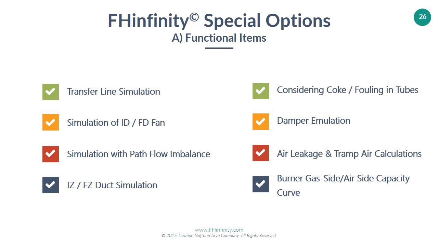Finally, let's look at special functional options. Need to simulate path flow imbalance? We do it. Tramp air leakage? Included. Damper emulation? Yes. Even transfer line and duct simulation are built in. These features allow you to model the imperfections of real-world operation, not just ideal design conditions.